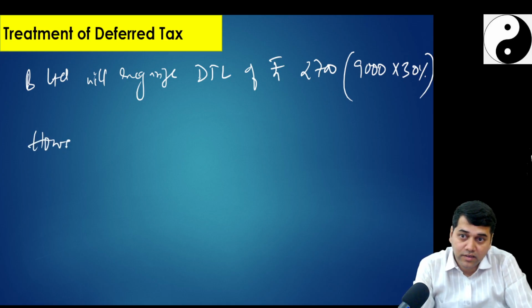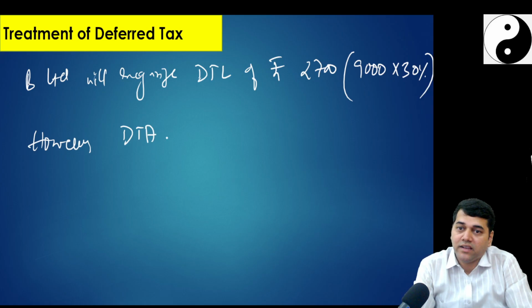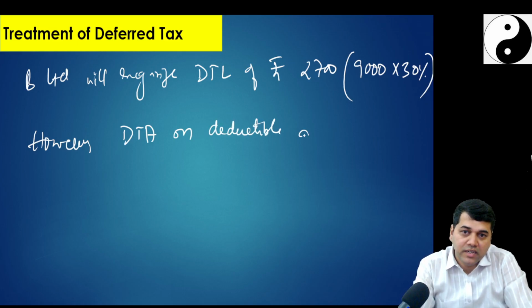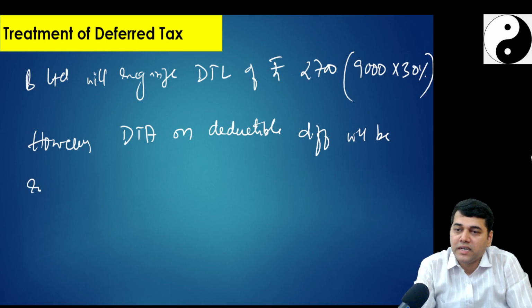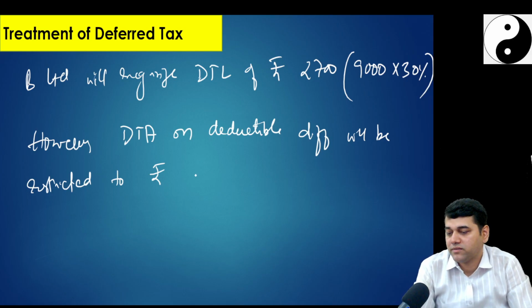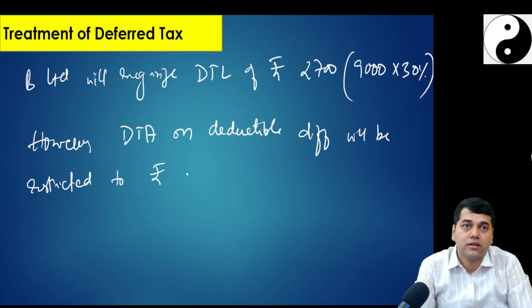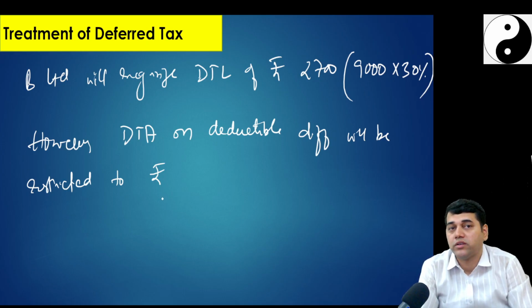However, DTA on deductible difference will be restricted to rupees, how much? How much DTA am I going to recognize? Whatever we have written there in the working note. How much will we recognize as DTA? How much will DTA be limited to? Can you tell me how much the DTA is? DTA is applicable on what? 30% on what? 3,000.